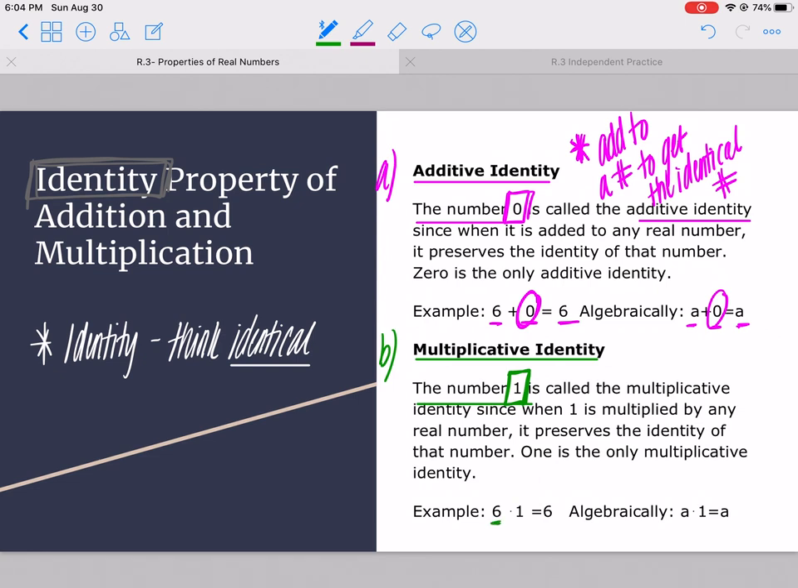So when I multiply 6 times 1, what do I get back out? I get 6, the identical number I started with. When I take any number and multiply it times 1, I get the same number, the identical number that I started with. So the multiplicative identity is when you multiply to get the identical number. Okay, so again, think identity, I want the identical number. So to add and get the identical number, it has to be 0. To multiply and get the identical number, it has to be 1.